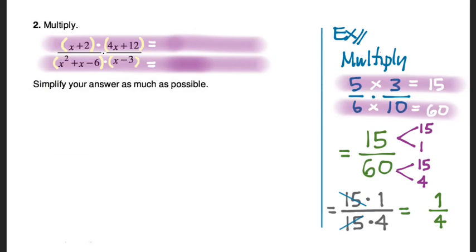So at the end of that, what I would end up with is one set of parentheses times another set of parentheses, and then downstairs I'm going to have another set of parentheses times another set of parentheses. I'll fill in everything else here. X plus 2, 4x plus 12, x squared plus x minus 6, and then x minus 3.